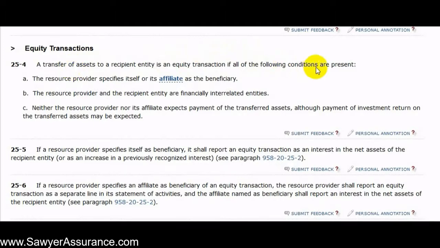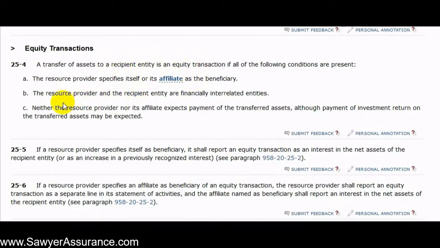And so the first condition would be that the resource provider, this is the one that transferred the assets to the recipient entity, specifies itself or its affiliate as the beneficiary. So if the resource provider is the last one in the chain here, and they transfer assets back up to the recipient entity or to an affiliate of itself, then that would be considered an equity transaction because it's essentially investing in the recipient entity.